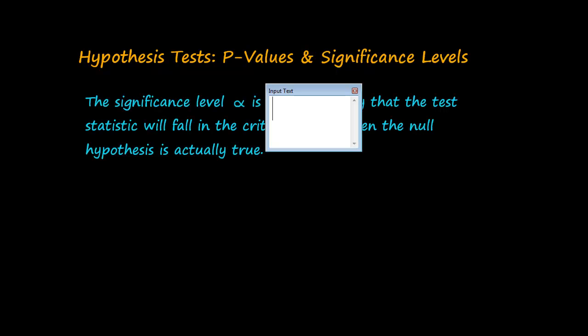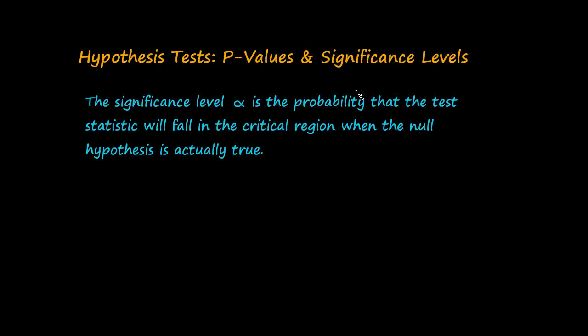The significance level alpha is the probability that the test statistic will fall in the critical region when the null hypothesis is actually true. So what this is saying, this is an error, right? This is our amount of error we would expect, because sometimes we will make a mistake and our test statistic falls in the critical region. We reject the null hypothesis, but it was actually true and we shouldn't have.